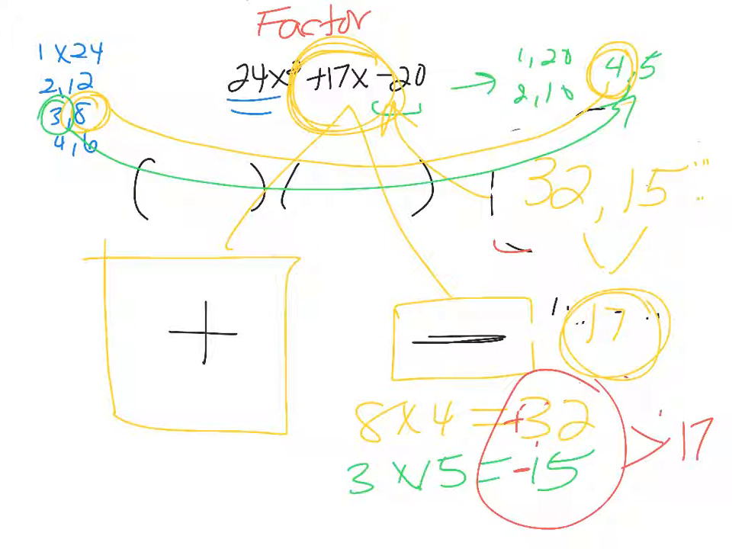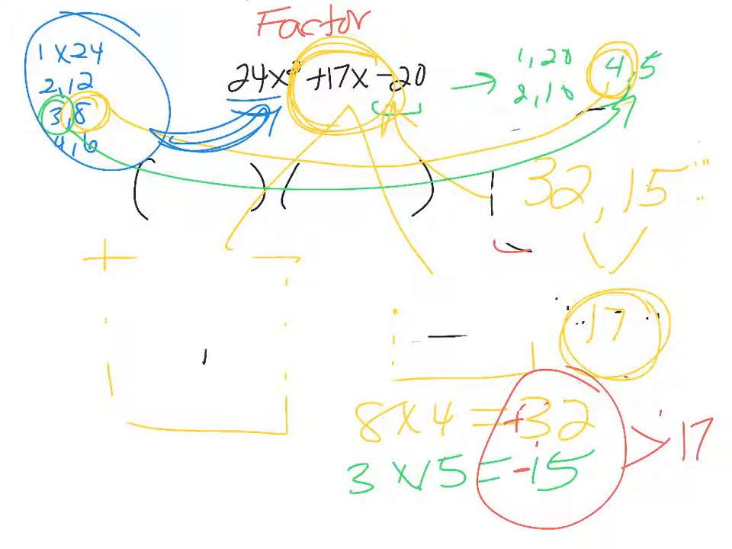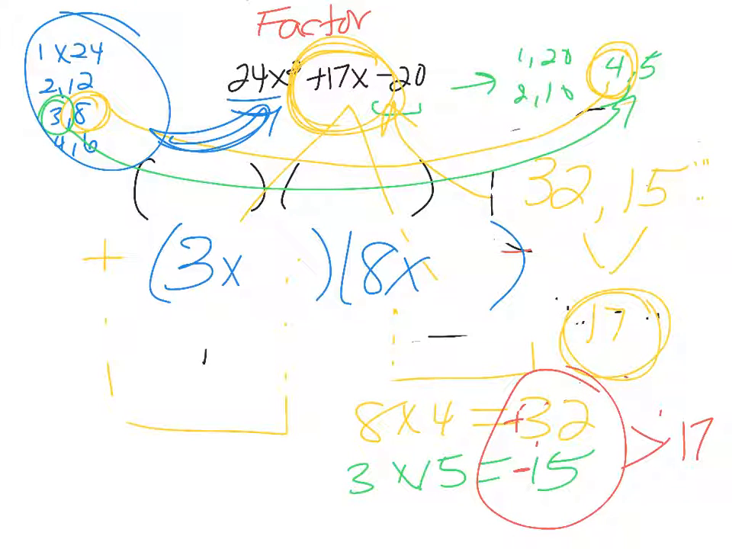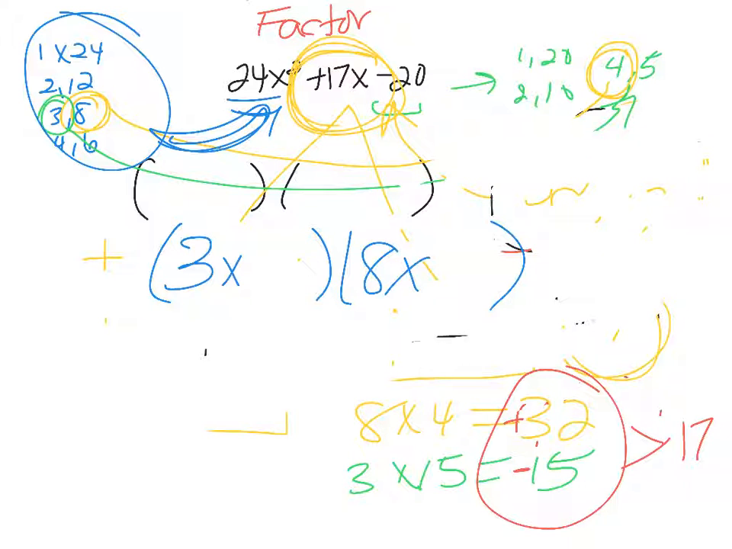What does this mean for us? So now we know what our factors of 24 were. The factors of 24 always go first. So the first factor is going to start with a 3. It doesn't matter if you start with a 3 or the 8. So 3x will be in one parenthesis, and 8x will be in the other. Now, we also know what numbers we want to use for c. For c, we know that we want to use the 4 and the 5.